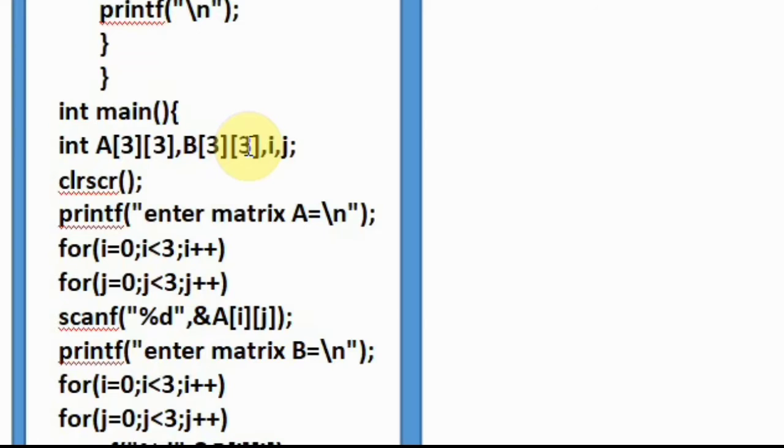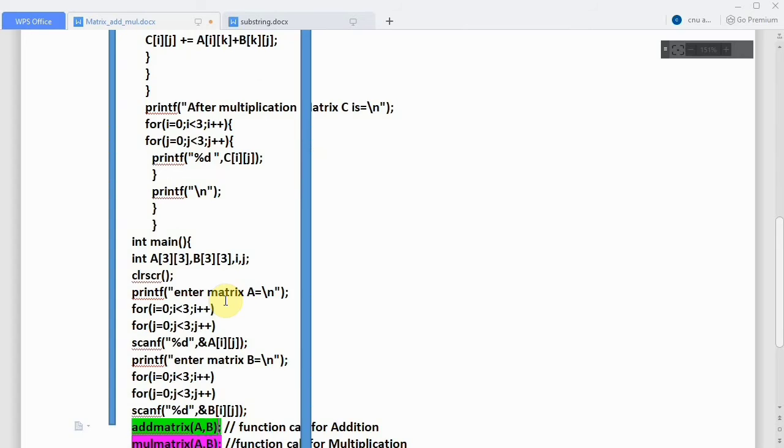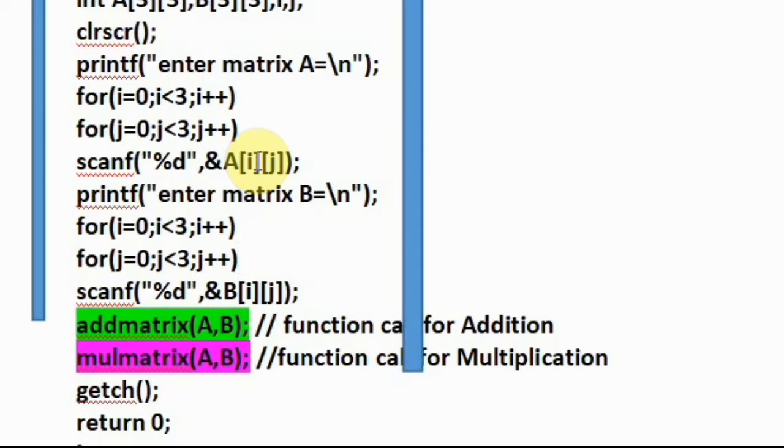So here what we are doing is asking to enter the matrix A elements. For reading elements into a two-dimensional array, we have to use two nested for loops. The first for loop iterates from i equals 0 to i less than 3, i plus plus, and the second for loop iterates from j equals 0 to j less than 3, j plus plus, and scanf will read all the elements into the matrix A here. Then we are asking to enter the matrix B, right? Again we are using two for loops, so the scanf function will read all the elements into B.